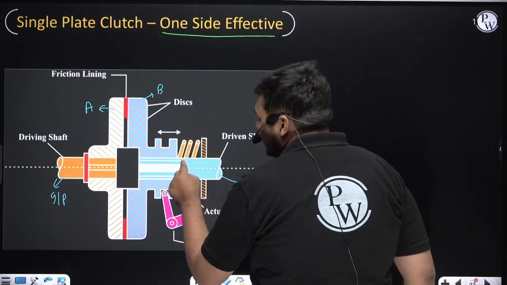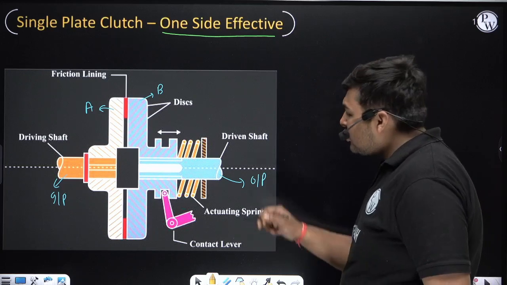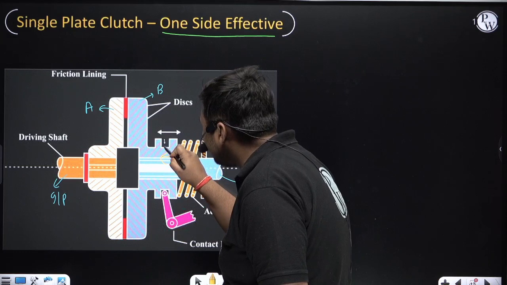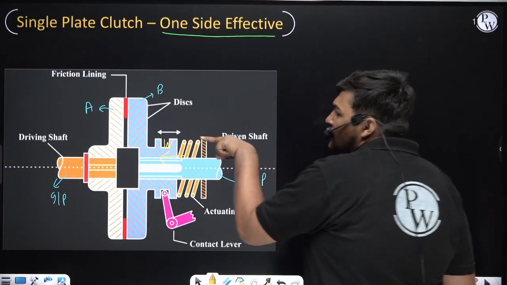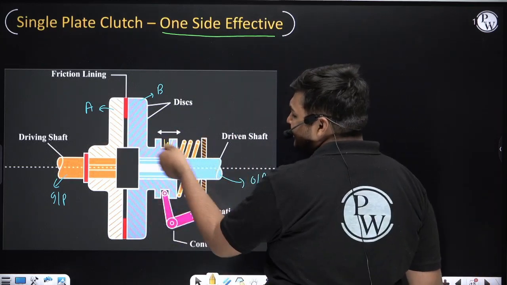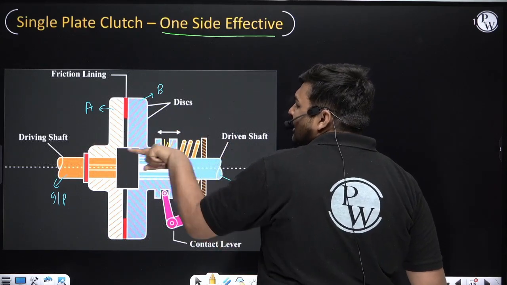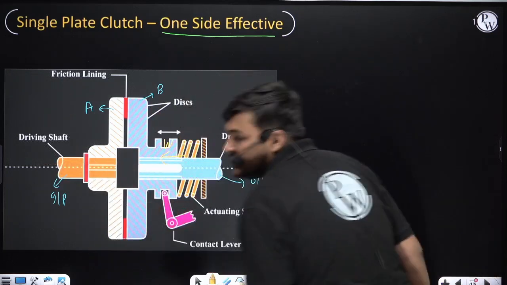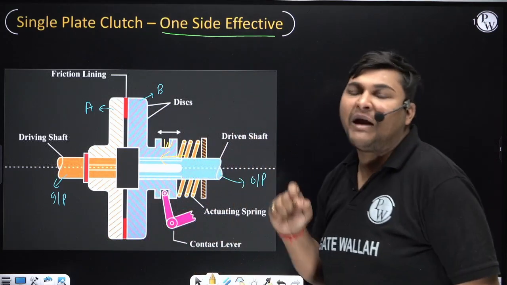Now here a spring is attached. This spring is in a compressed condition. So due to the compression of the spring, one force will be induced, which is the spring force, which I will denote as W. Right now this force is trying to move clutch plate B in this direction. Since this spring is compressed, or deformed, in this direction, the spring force W will come in this direction. This W will try to move clutch plate B in this direction. This clutch plate B can move in this direction because this output shaft is a splined shaft.